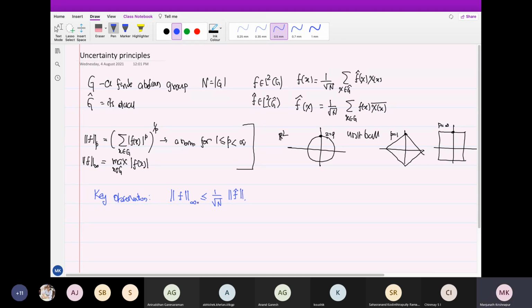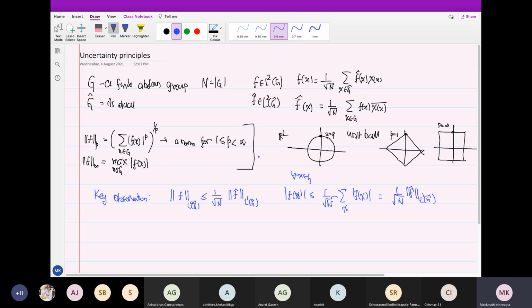I should write here the L infinity norm of g if you want. The L infinity norm of g is bounded by the L1 norm of g hat. So just to say what I said: for all x in g, mod f of x is bounded by 1 by root n times the summation of mod f hat of chi, since mod chi of x is 1, and that is just the L1 norm of f hat on g hat. So that's how we get this.